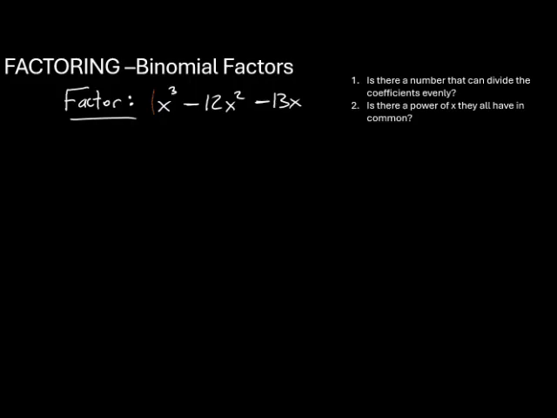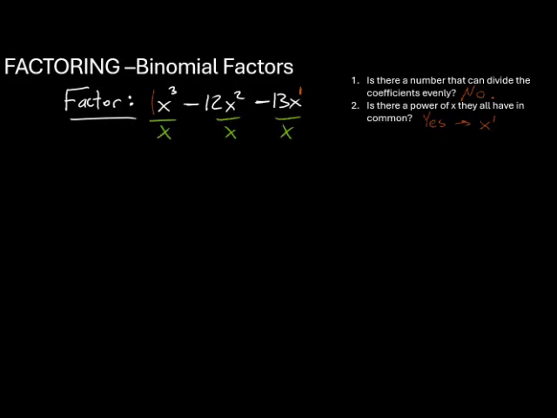We now also have negative 12 and negative 13, and so there isn't really any number that can divide all of those coefficients. However, they do all share a power of x. We have x to the third, x squared, and x to the first, again writing the invisible 1. So there is a power of x we could divide by, and it's x to the first.